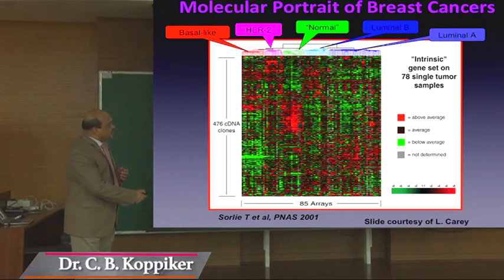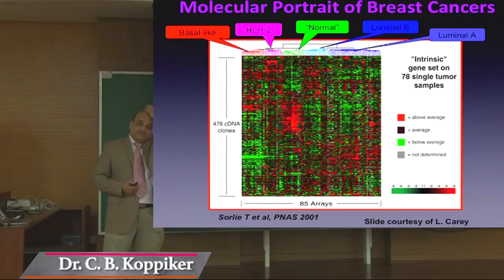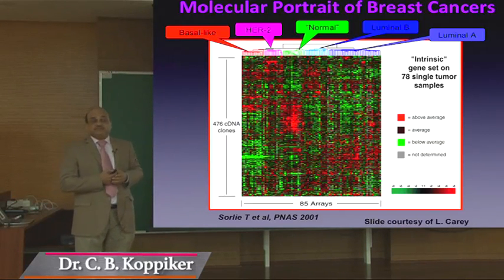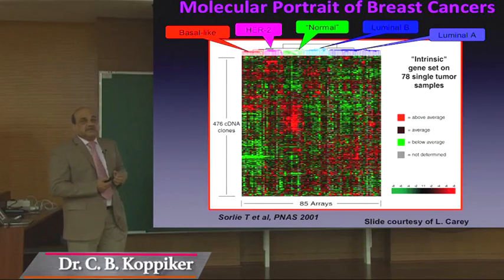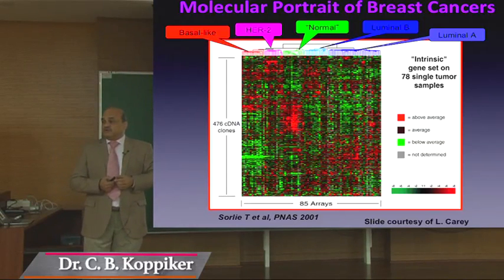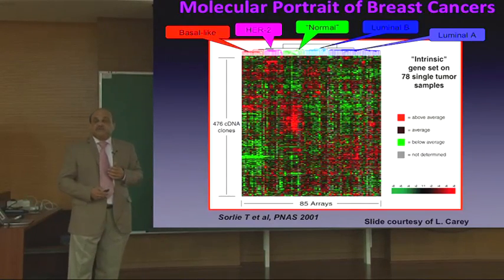And then you have luminal A and luminal B, which in the Western world make up around 60 to 65% of breast cancers. But in India, unfortunately, that rate is low, at around 40 to 45%. And so we get much more aggressive breast cancers.